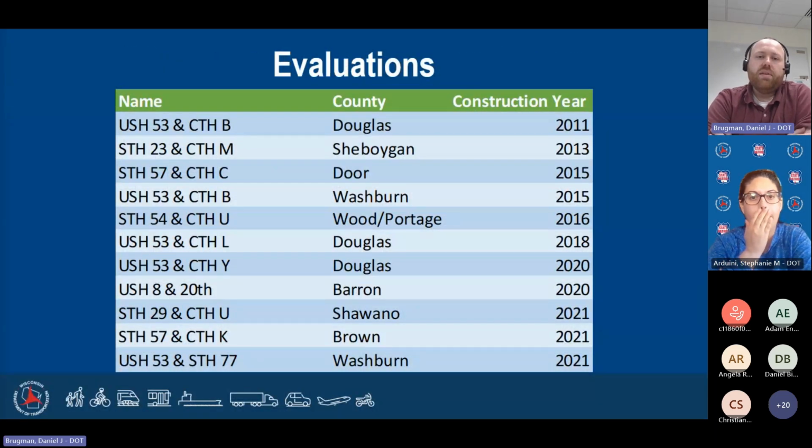So, evaluations. Here's a list of several RCUTs that have been built on the state highway system in recent years. All of the locations on this list have been built due to pre-existing safety issues where we're having those angle crashes. The next couple slides, I'll go through a couple of these and show how well they're performing from just an observed before-after period, to help show how effective they are at reducing those fatal and serious injury crashes.